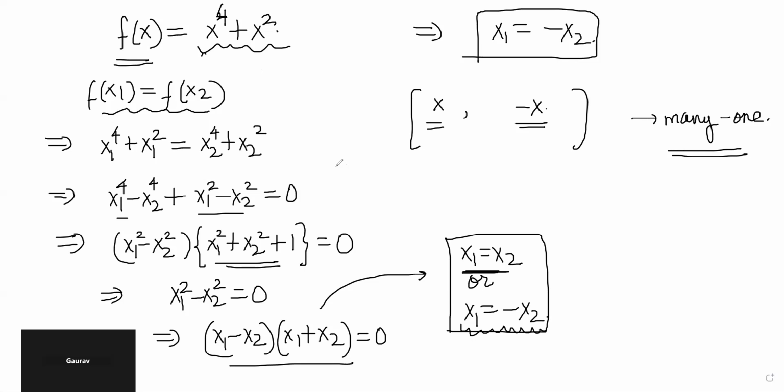Okay. Do you understand what we have done? Yes, sir. So you need to understand the one-one, many-one distinction. And the second type of distinction is the distinction between into and onto functions.